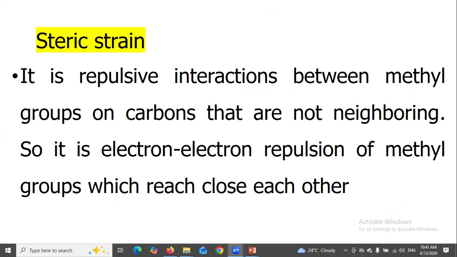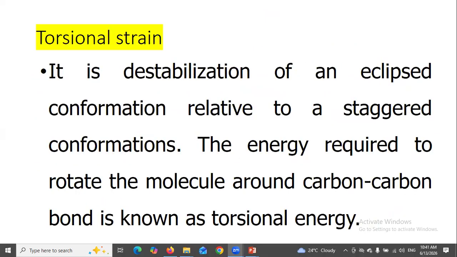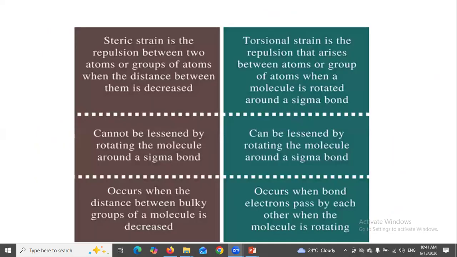Steric strain repels interaction between methyl groups, that is, the bulky groups of neighboring groups. Torsional strain: destabilization of eclipsed conformation leads to the staggered conformation. The energy required to rotate a molecule around the carbon-carbon bond is torsional strain. Steric strain is the repulsion between two atoms or groups of atoms when the distance between them is decreased.